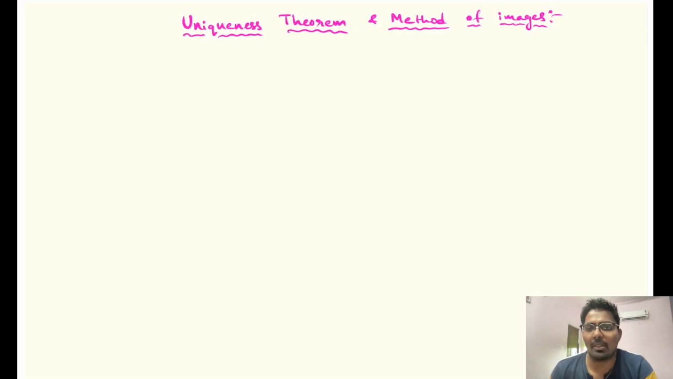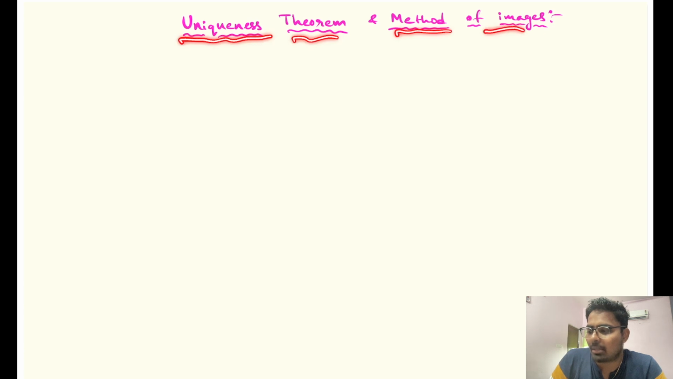I won't say it's necessary, but knowing it will obviously give some positive edge, some added advantage in better understanding of the chapter electrostatics. As I said, it's not there for JEE Advanced, but it's a very interesting topic. So let us try to discuss this topic. Today's topic is uniqueness theorem and method of images. Let us try to understand what this uniqueness theorem is and what this method of images is.